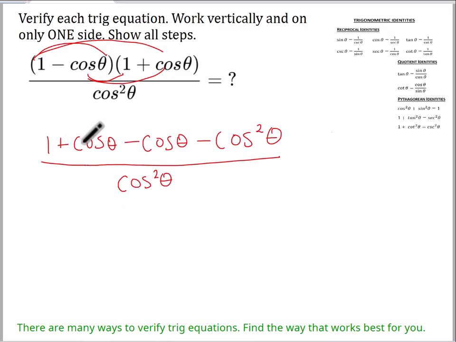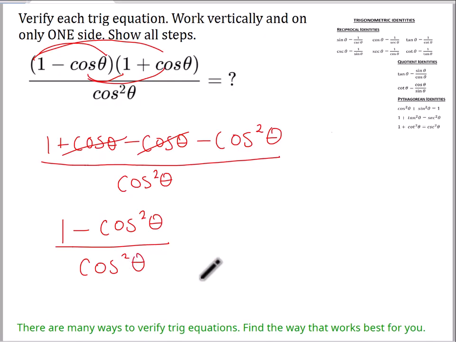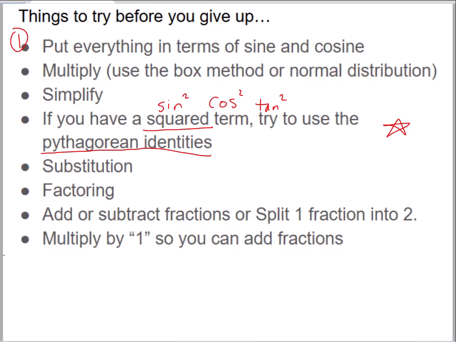Okay, and so hopefully you see that we have a positive cosine and a negative cosine, and so these two things will undo each other. And so I'm left with 1 minus cosine squared of theta over cosine squared of theta. And so we have a 1 and a cosine squared. And so if we go back to our list that I mentioned earlier, you can see if you have a squared term, especially when it's a squared term plus 1 or a squared term minus 1, this is like a big red flag. Pay attention to me. I'm squared. I'm probably a Pythagorean identity.